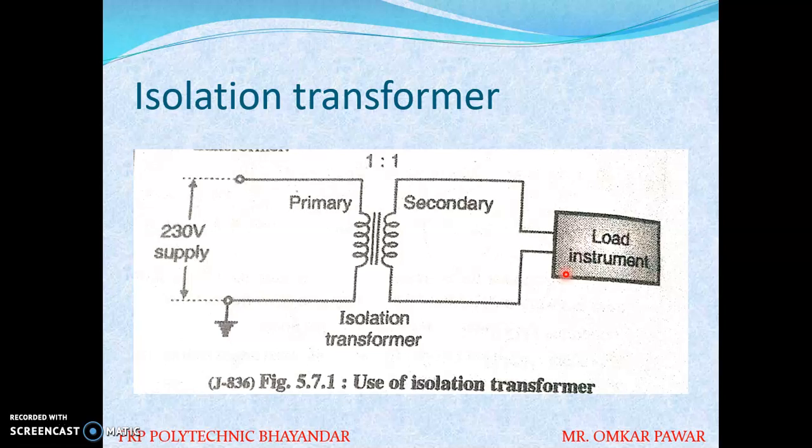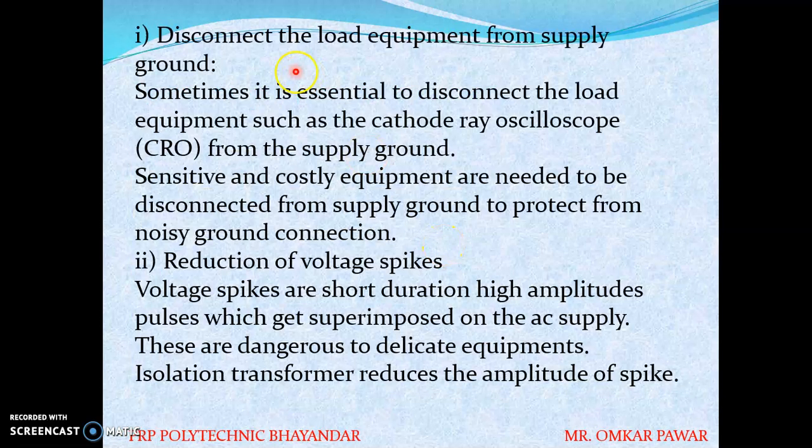Such instruments are CRO, etc., which are sensitive to changes in current and voltage, so we use an isolation transformer. It disconnects the load equipment from the supply ground. Sometimes it is essential to disconnect load equipment such as a cathode ray oscilloscope, that is CRO, from the supply ground. Sensitive and costly equipment needs to be disconnected from the supply ground to protect it from noisy ground connection and for reduction of voltage spikes.